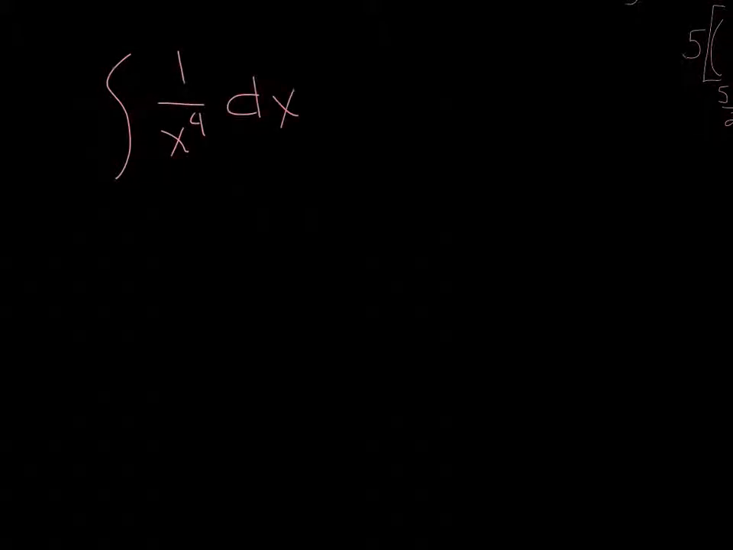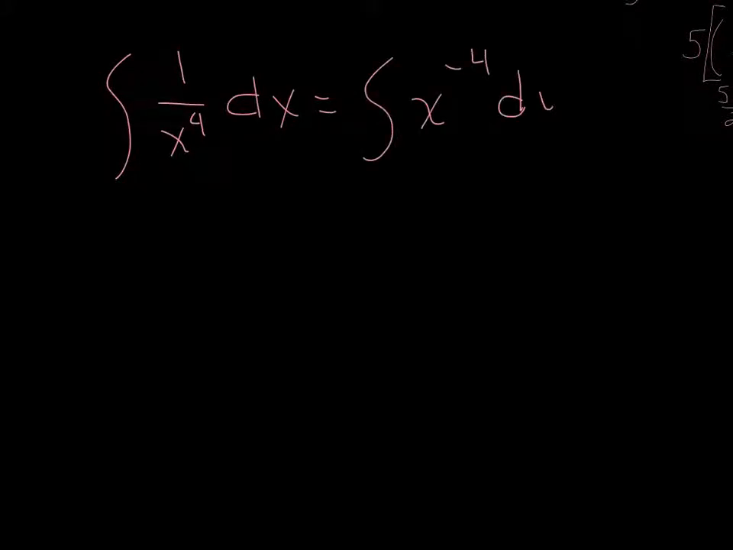All right. Let's look at this problem. What might I want to do here, do you think? Put the x up top. It'll be a whole lot easier if we put the x up top. So x to the negative 4 dx.